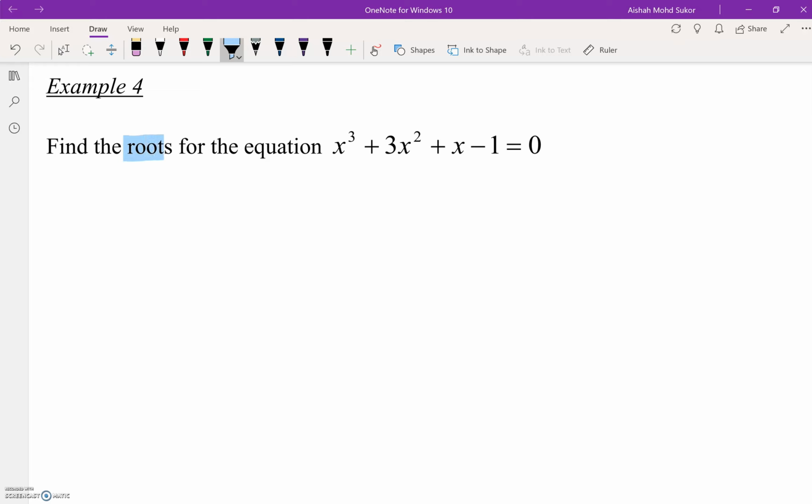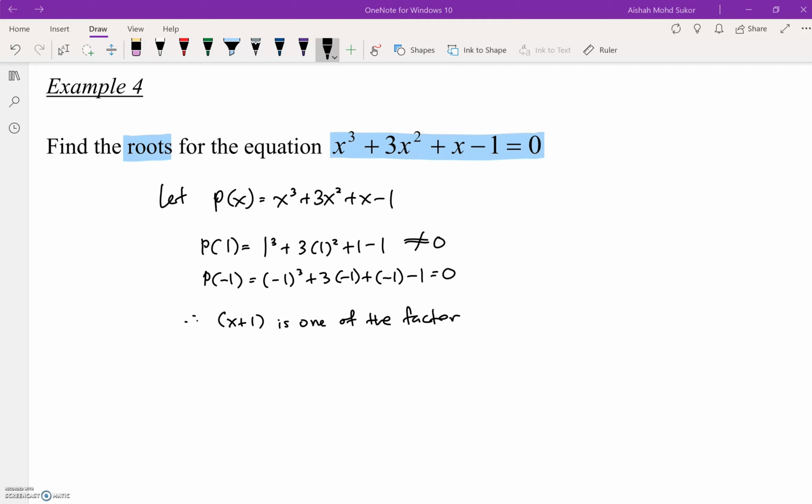Example 4. Find the roots for the equation x cubed plus 3x squared plus x minus 1 equal to 0. The degree of polynomial is 3, so we need to find 3 roots. Let p(x) be x cubed plus 3x squared plus x minus 1. To find the roots, we need to factorize the polynomial first. To factorize the polynomial, we need to find the first factor. By using try and error, we get x plus 1 to be one of the factors.